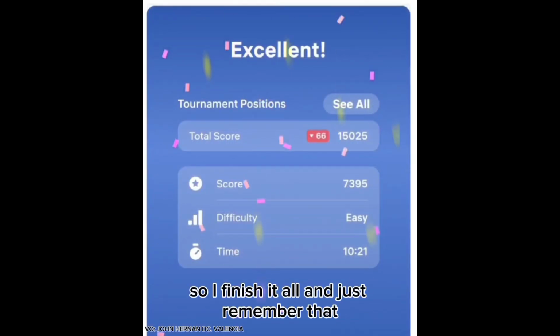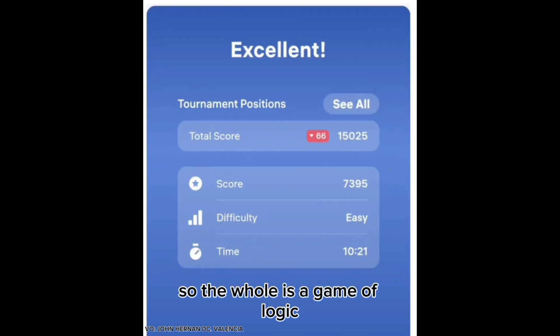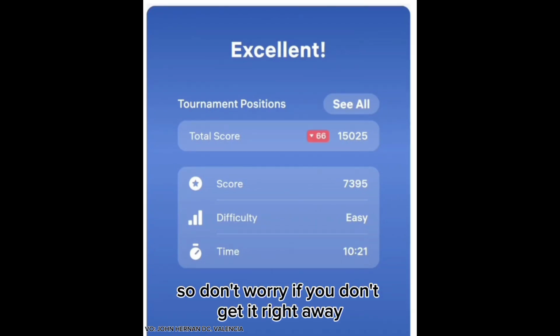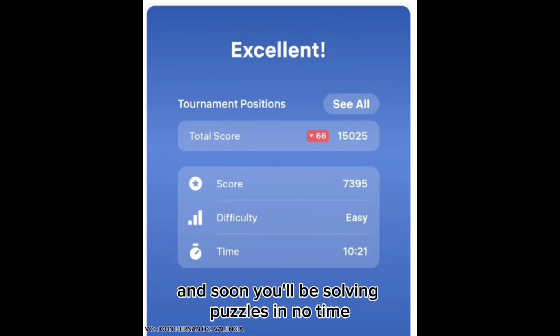So I finish it all, and just remember that Sudoku is a game of logic, patience, and practice. So don't worry if you don't get it right away. Keep practicing, and soon you'll be solving puzzles in no time.